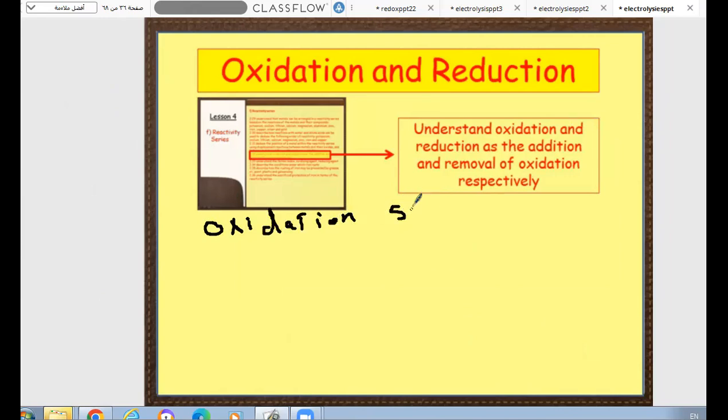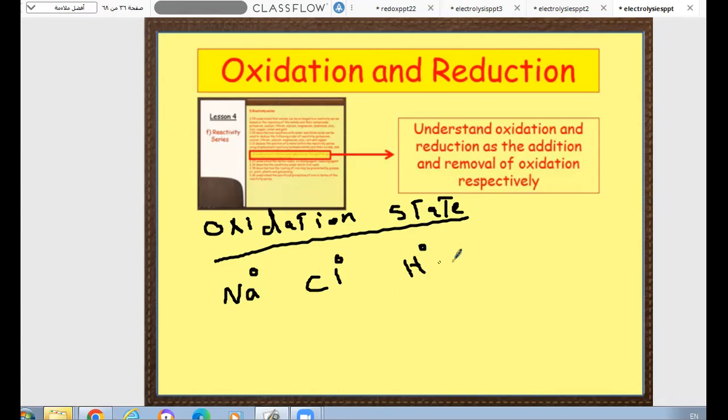What is the oxidation state of an element? Elements in their elementary state have zero charge, like sodium in its elementary state has zero charge. Chlorine, zero charge. Hydrogen, zero charge. Copper, magnesium, and all the rest. So when they take part in a chemical reaction, their chemical reactivity makes them change their charge according to their nature.